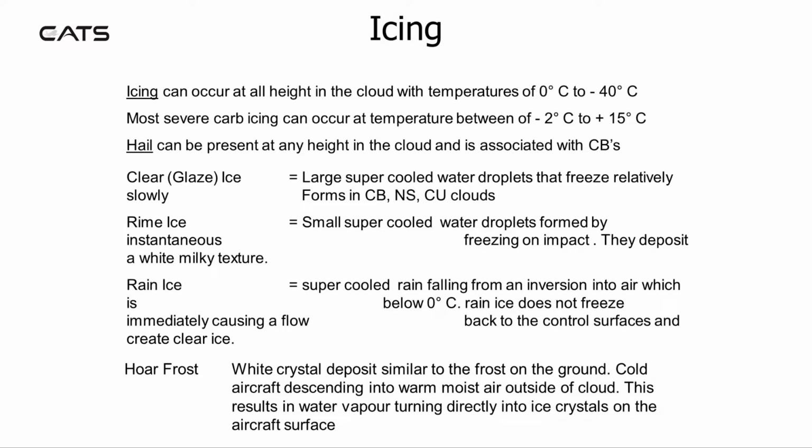Rain ice is supercooled rain falling from an inversion into air which is below 0 degrees Celsius. Rain ice does not freeze immediately, causing a flow back over the control surfaces, creating a clear ice.